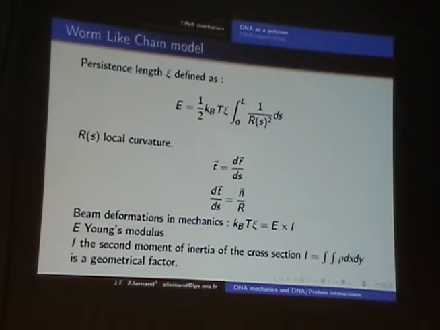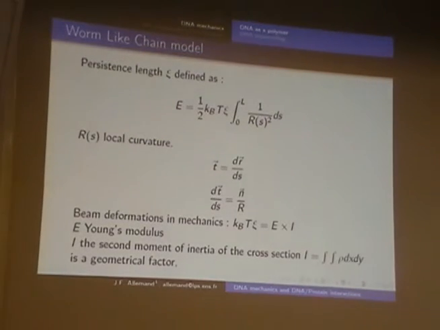So the local curvature is defined. You have a curve, you have theta, and if theta varies, then you have some curvature. So it's related here. If your tangent vector has an orientation that changes when you move along the polymer, then you have curvature present.